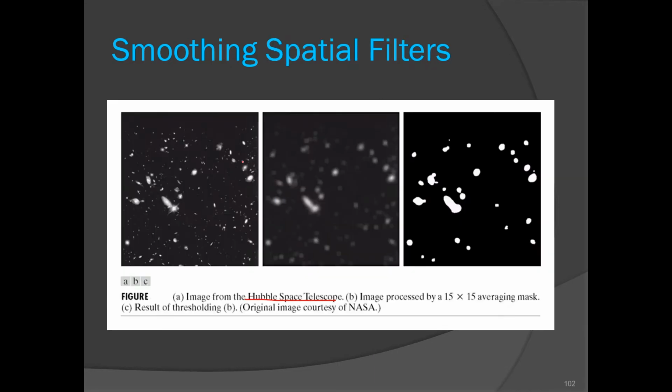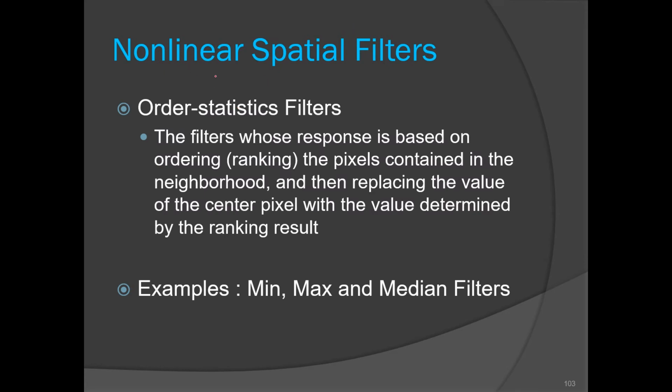This is one application of the smoothing. This is the image of stars. Now we have applied a smoothing operation, and the mask size was 15x15. What we are trying to find is the main stars in this image. So we have blurred out all the small stars using the smoothing filter, and then we have applied the thresholding operation. So you can use the smoothing operation to reduce the noise in the input image. In the next class we are going to start with the non-linear spatial filters.